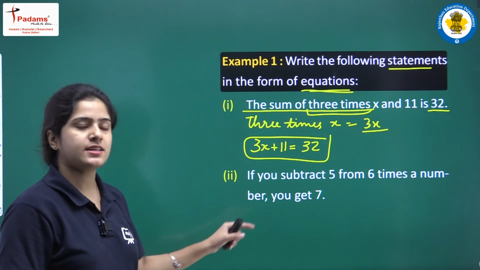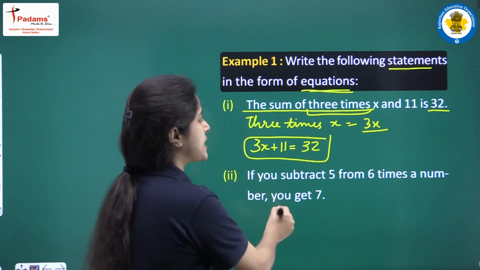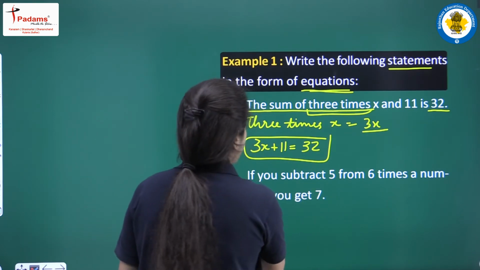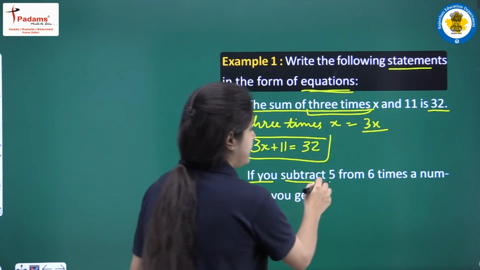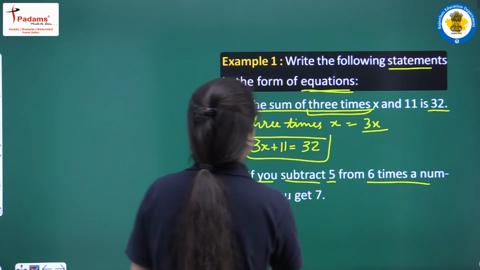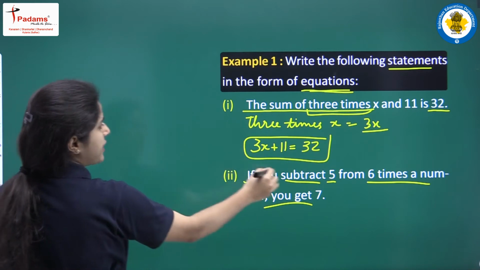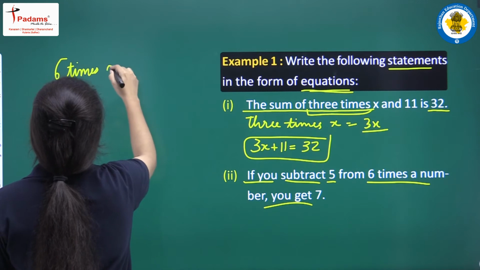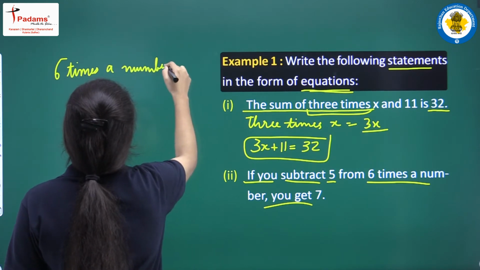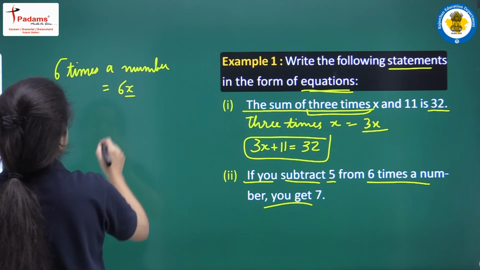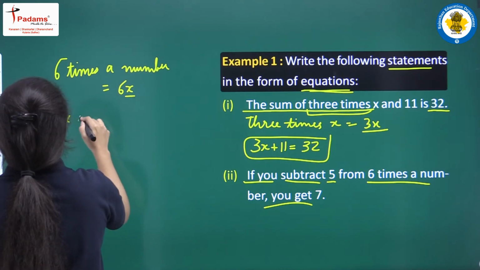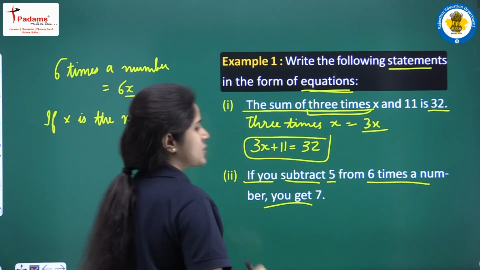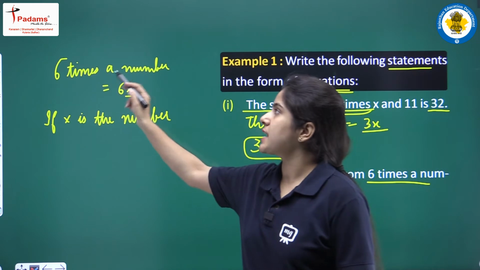Okay students, next statement: if you subtract 5 from 6 times a number, you get 7. Now, 6 times a number is 6x, because if x is the number, then 6 times a number is 6x.